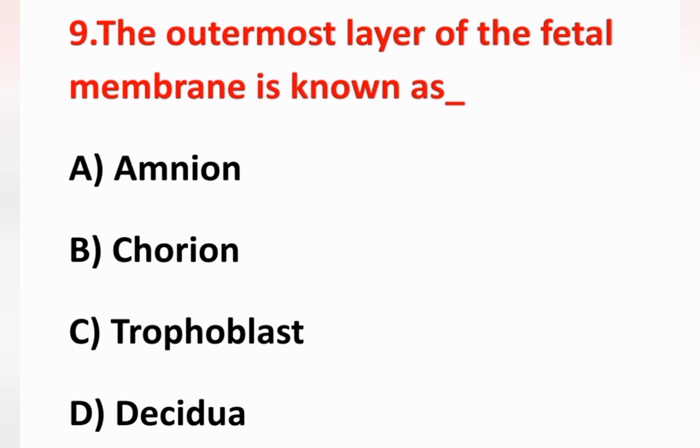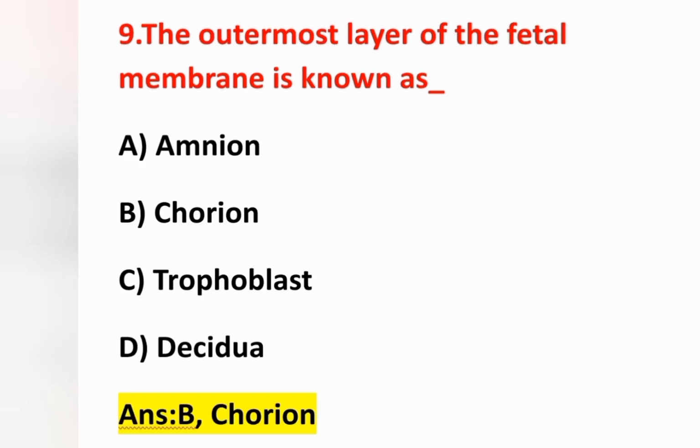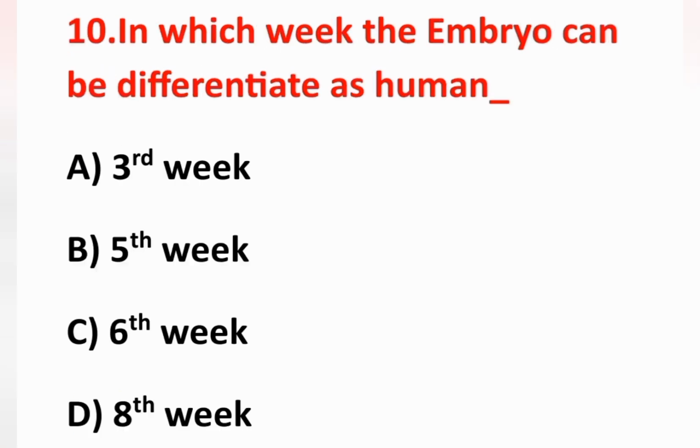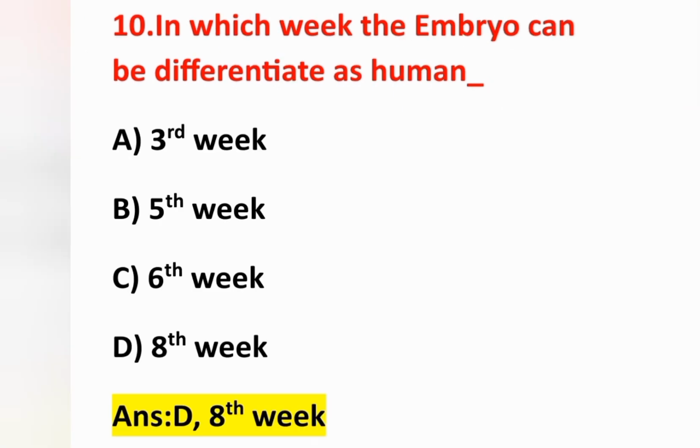The next question, outermost layer of the fetal membrane is known as. Options are option A amnion, option B chorion, option C trophoblast, option D decidua. Outermost layer of the fetal membrane is known as option B chorion. Move on to next question. Another one important question. In which week the embryo can be differentiated as human? Options are option A 3rd week, option B 5th week, option C 6th week, option D 8th week. Correct answer is option D 8th week. Embryo can be differentiated as human by 8th week.